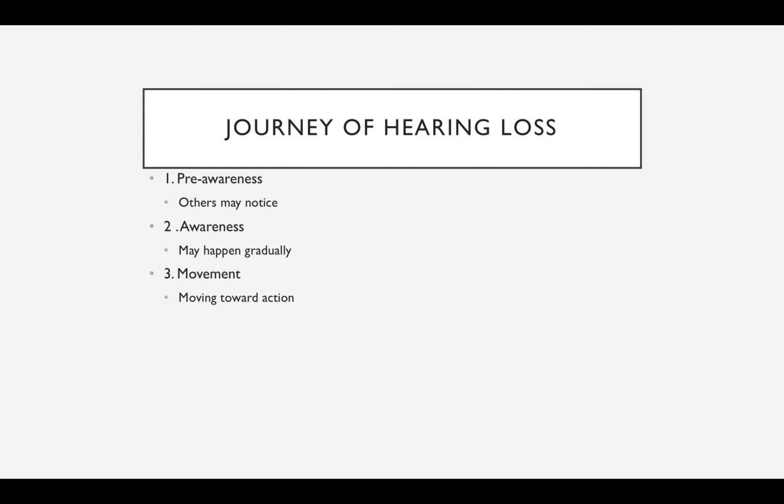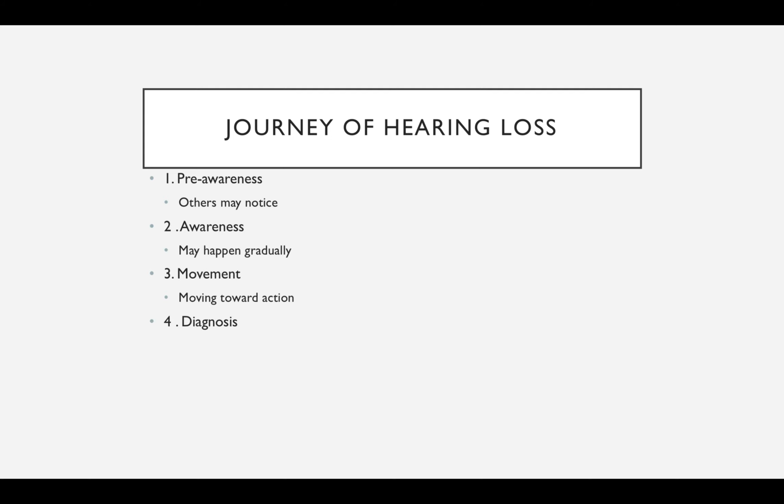And thinking about the journey of a hearing loss, there are 6 stages, starting with pre-awareness. So others may notice the hearing loss, but the individual doesn't. There's the awareness, where it might happen gradually, where you start to see what the other people around you are talking about, when you realize the impact that your hearing might be having on conversations. Movement is the third part. You start thinking about taking action and work towards going to see the audiologist.